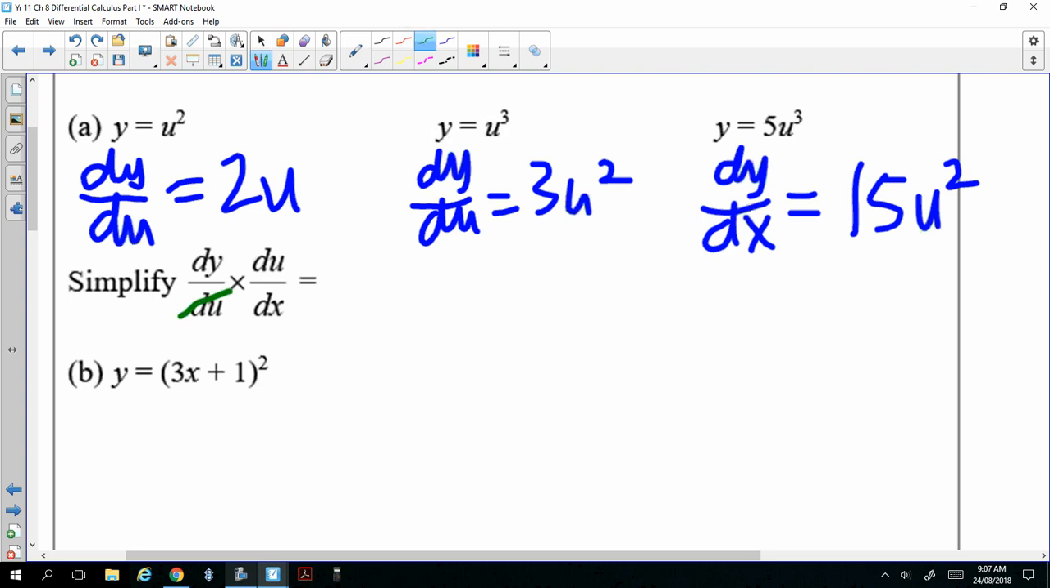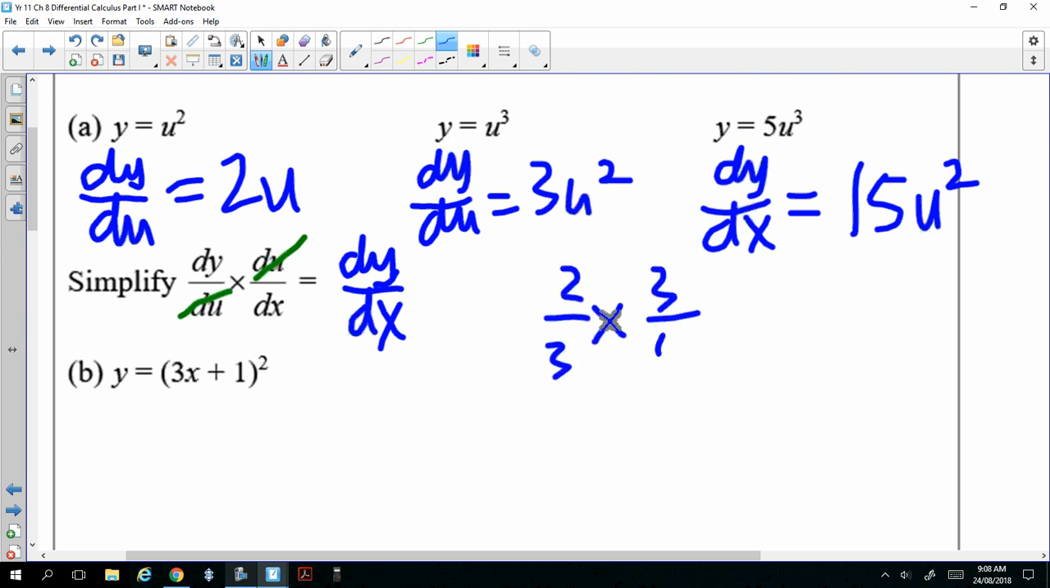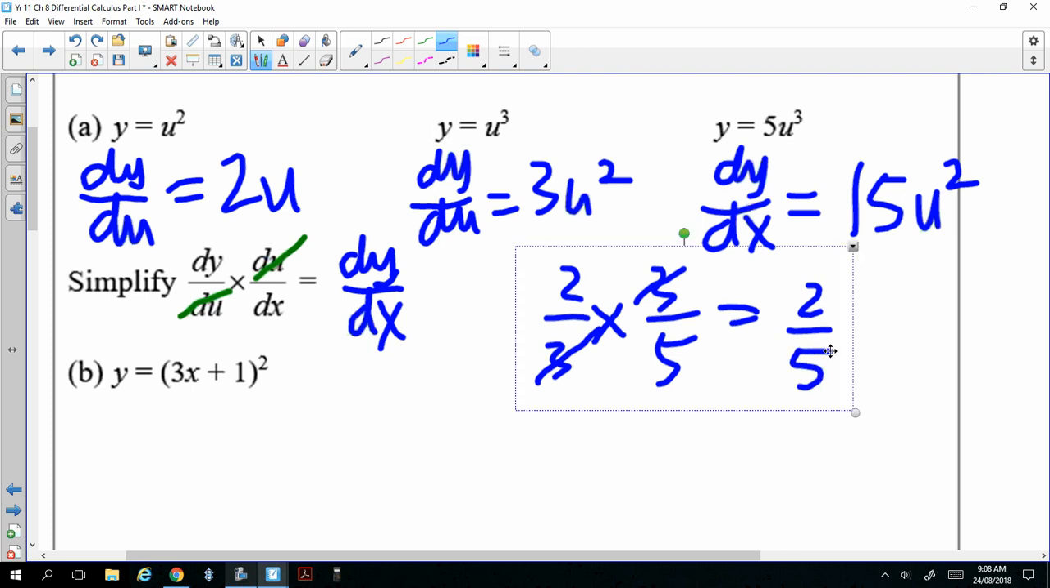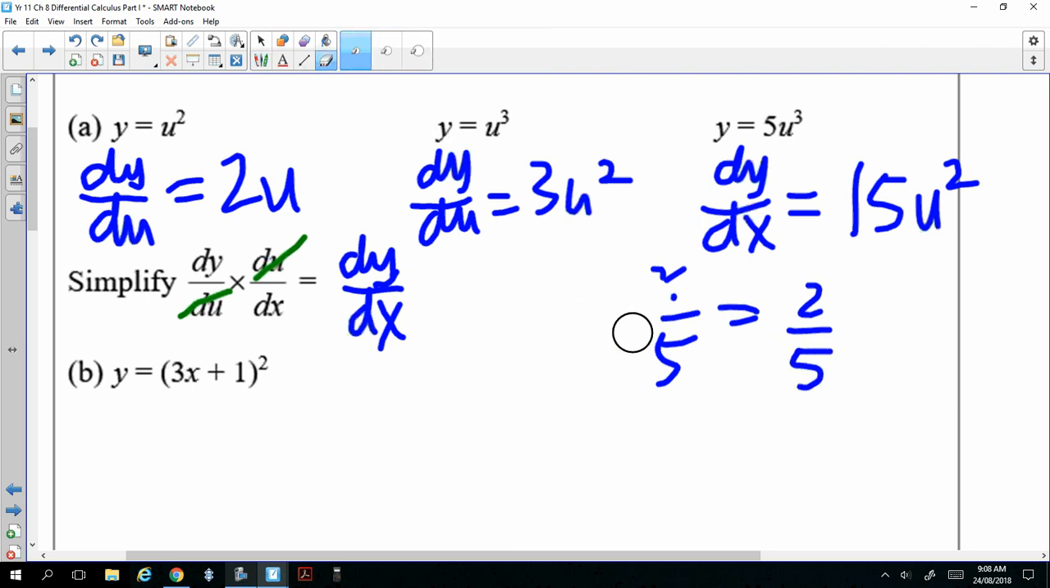Okay, see these two are the same. They get cancelled. What do you have left? dy over dx. All right, it's all related. You got the du, right? So just like 2 over 3 times 3 over 5, right? The 3 get cancelled. Make sense? Yeah, okay, it works with polynomials as well.